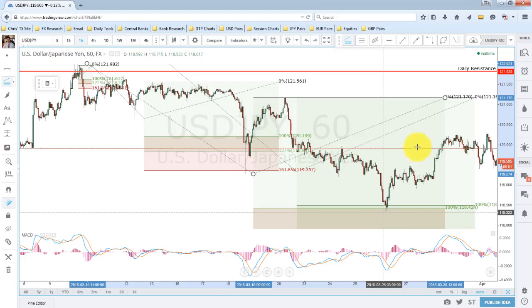Okay, so that's the 162% extension, otherwise known as a bullish extension or a bearish extension, or just the extension entry method.